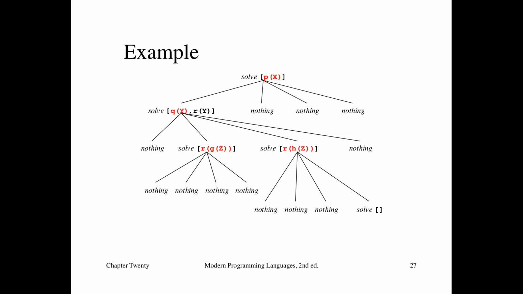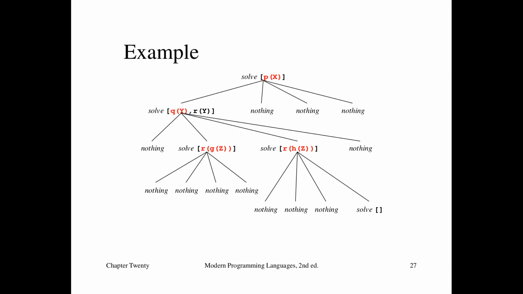We get solve Q of Y, R of Y, and that leads us down to where we had only two things that would match R, which are number 2 and number 3. Then we go down, we see that nothing matches R of G of Z, but something does match: number 4 matches R of H of Z. And that gives us this really big tree where we have a whole bunch of nothings, right?